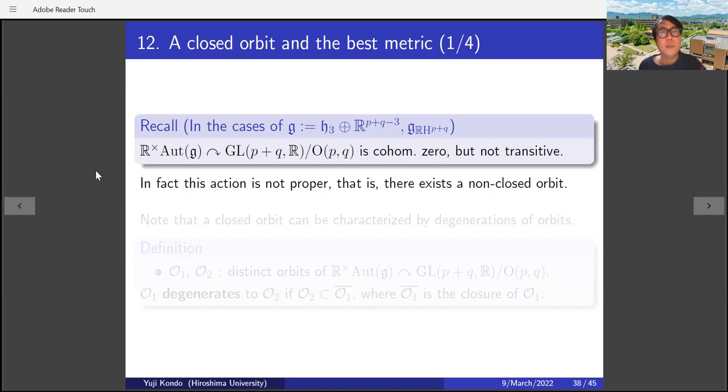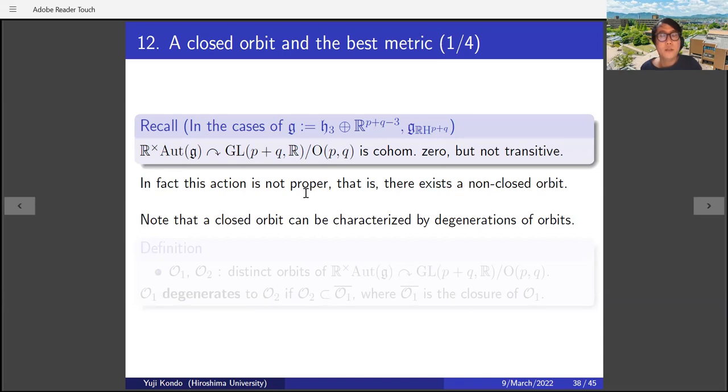Finally, I explain the relation between a closed orbit and the best metric. As I explained in the previous page, for the cases of this Lie algebra, this action is a cohomogeneity zero action, but not transitive. In fact, this action is not a proper action. That is, there exists a non-closed orbit.